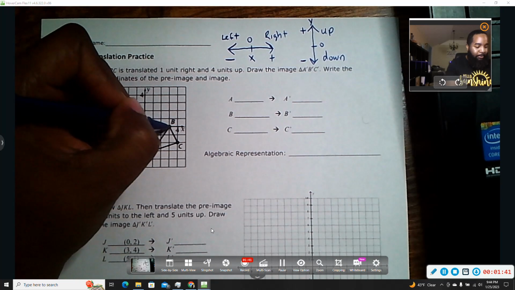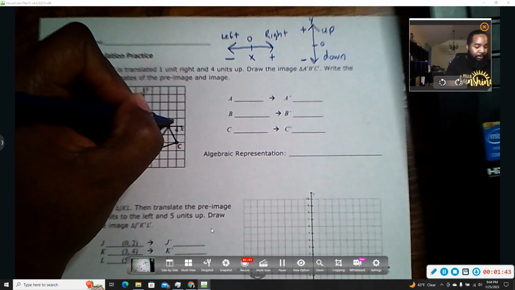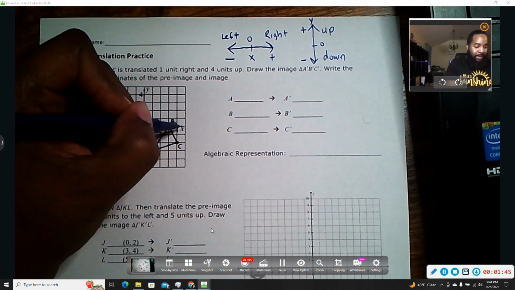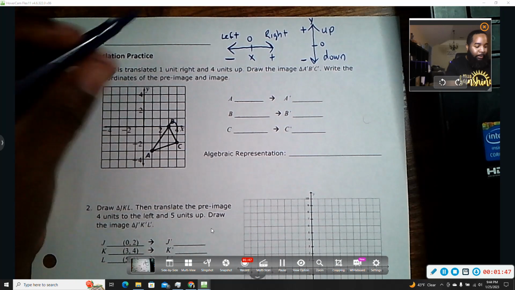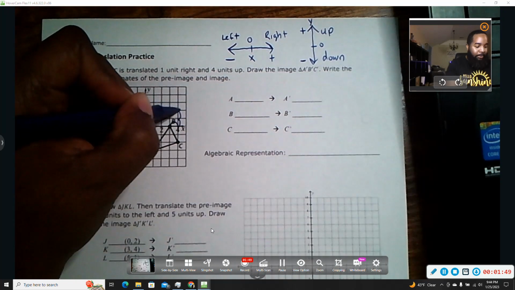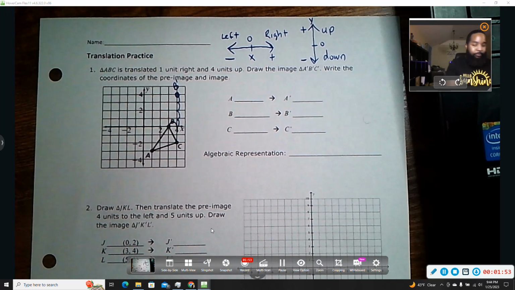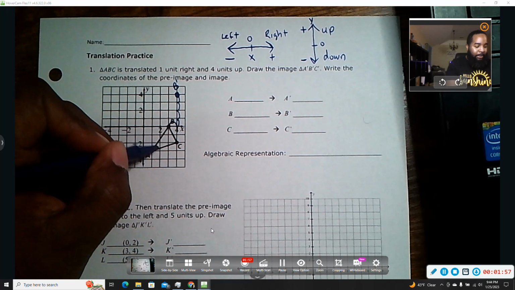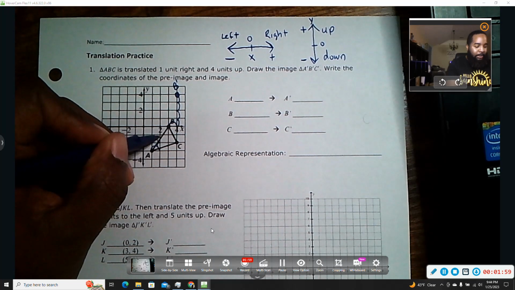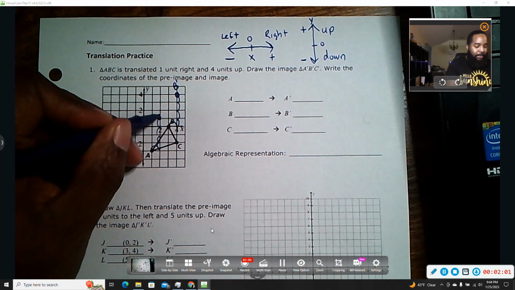So if we count, B would be 1 unit right, so we just go over to the next spot, but then we still have to go 4 units up, so that's 1, 2, 3, 4. So here's my new B. And we do this for all of our points. And A, we go 1 unit right and 4 units up. 1, 2, 3, 4. There's A.